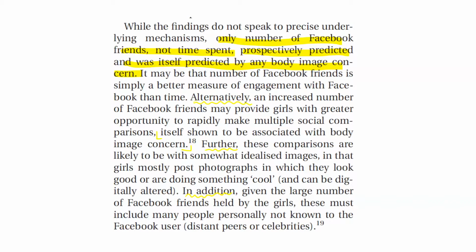So you see that we have 4 parts in this paragraph, right? We have our topic sentence, and then they comment on what they said, that the number of Facebook friends and not time spent prospectively predicted and was itself predicted by any body image concern. And they explain this using these 3 things you can find. So if you think about loose ideas, there's nothing in this paragraph that is not related to this part, right? There's nothing that we can't pinpoint back towards this topic sentence.